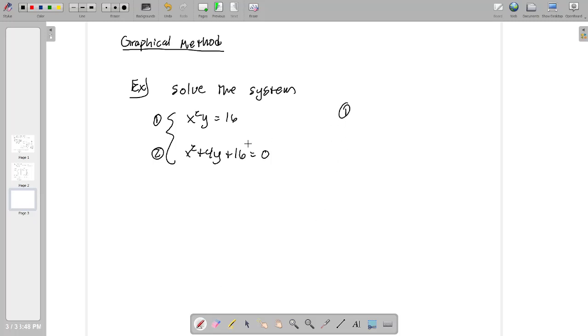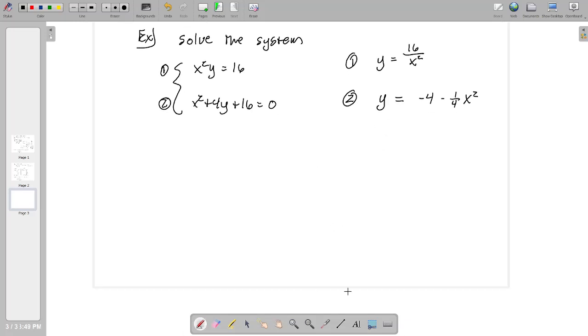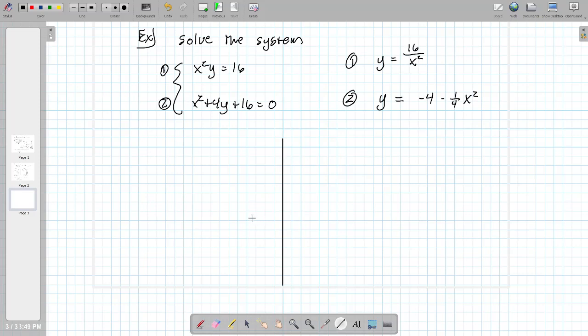We'll look at equation 1 and solve for y. If we solve for y, we get y is equal to 16 divided by x squared. You might remember what that looks like, but we'll graph it in a second. Equation 2. If we solve for y, we would subtract 16, subtract x squared, and divide by 4. So y is equal to negative 4 minus 1/4 x squared. Let's see what we get here. Remember, what we're looking for are intersection points. So anywhere these two graphs intersect will be a solution to the system.